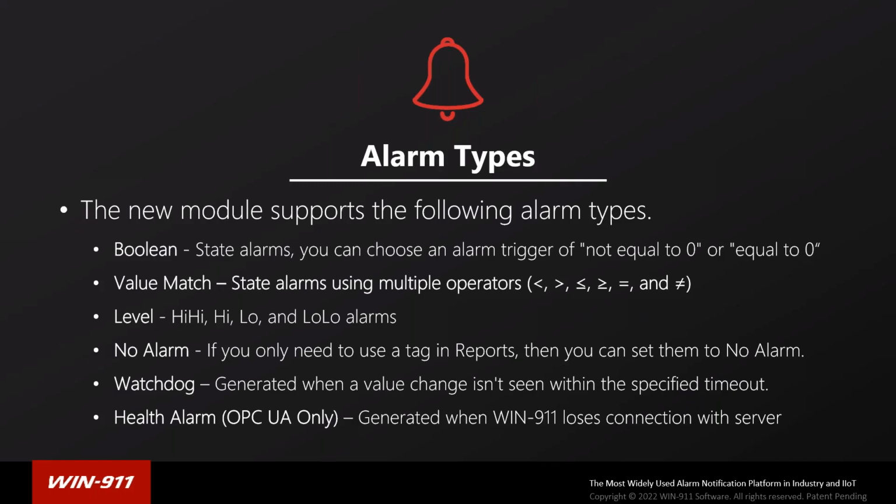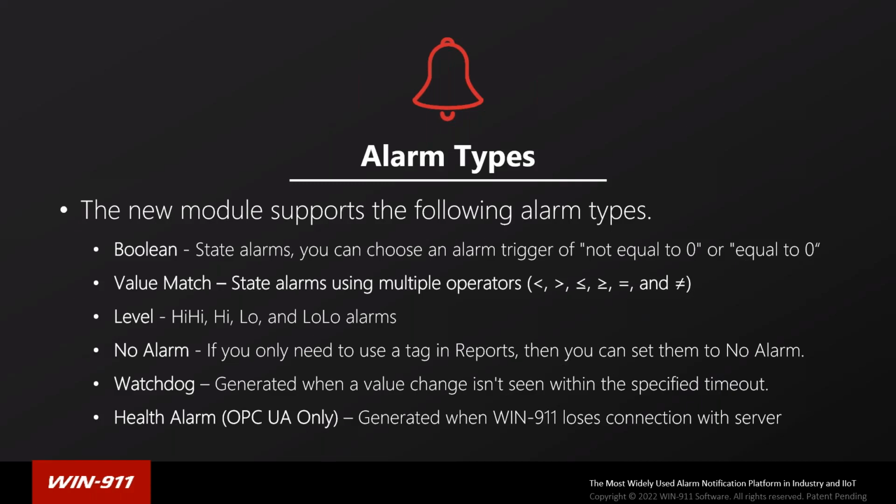And if you want to use these value match alarms, you have to make sure you install the patch, which I'll talk about later. There are level alarms, where you create a tag and you enable or disable high and low alarms on it. Nothing special there. And technically this is an alarm type, but if you want to import tags into your configuration so that you can put them in reports, then you can import those as no alarm.